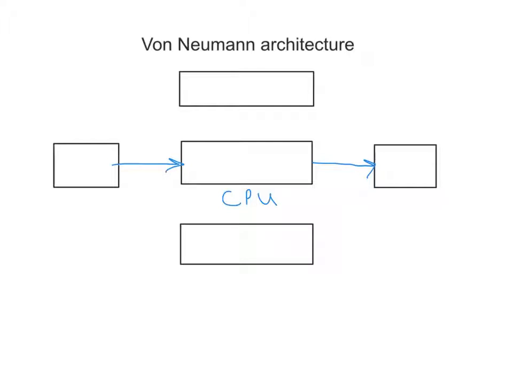But as computers became more complicated and advanced, there's different types of memory units. So at the top here in our diagram, we have what is known as primary memory. And at the bottom down here, we have what is known as secondary memory.